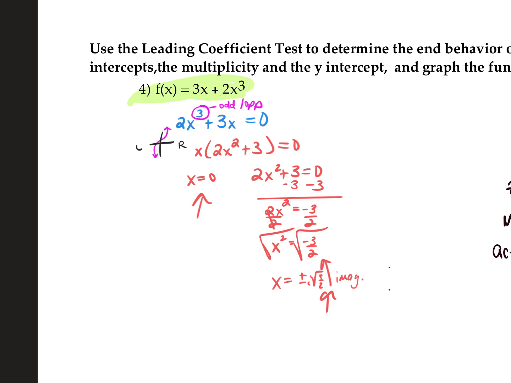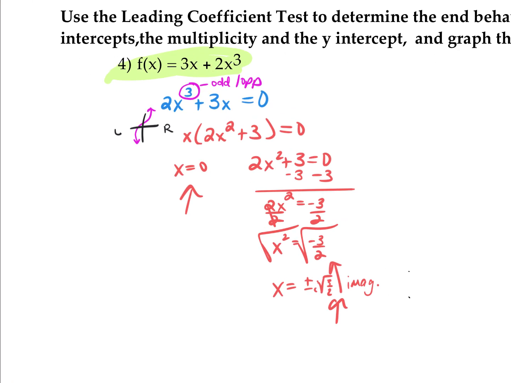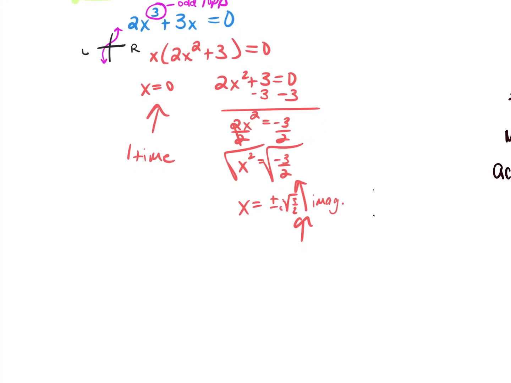So now let's answer multiplicity. How many times do you guys see 0? One time. Okay. How many times do you see plus or minus square root of 3 over 2 i? You see each of them one time, right? You have one of each. So what happens when you have an even number of multiplicity? What's it going to do at the x-axis?